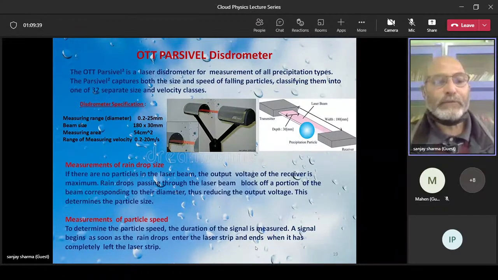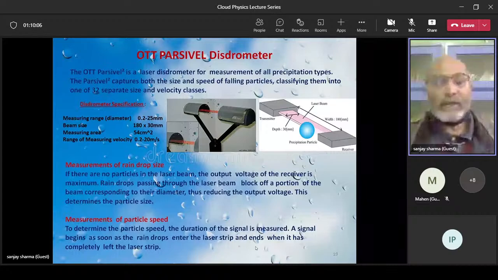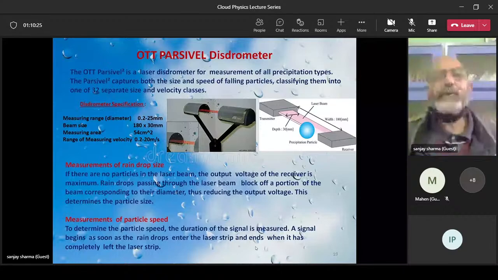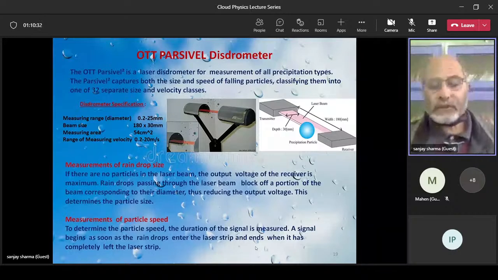Measurement of raindrop size is based on obstruction. If there is no particle in the laser beam, the output voltage of the receiver is maximum. Raindrops passing through the laser beam block off a portion of the beam corresponding to their diameter, thus reducing the output voltage. This determines the particle size. So it is based on the extinction concept: voltage reduces accordingly, and size is measured. For particle speed, the duration of the signal is measured. A signal begins as soon as the raindrop enters the laser strip and ends when it has completely left the laser strip. With this duration, we can calculate the particle speed. So the OTT Parsivel, as I discussed, provides both size as well as speed.